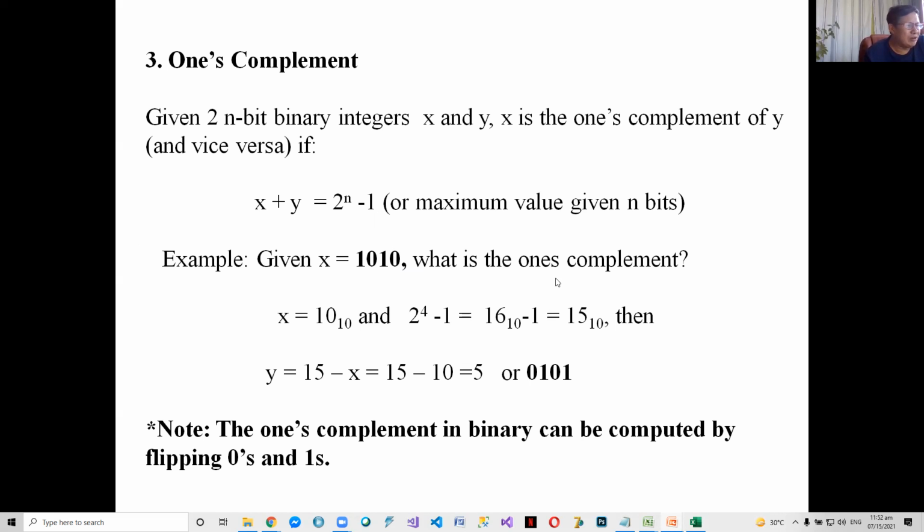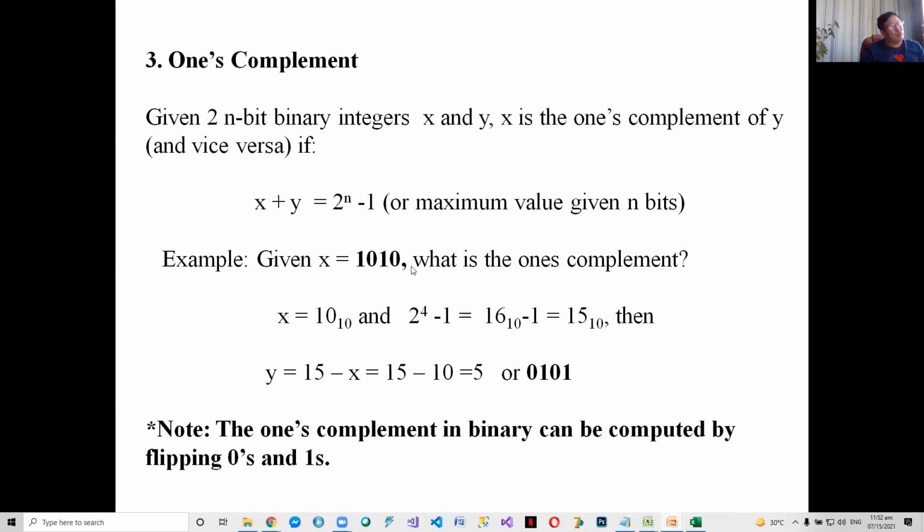For example, 1101, what is the 1's complement? Given 1010. Okay. This is the number 10, right? 0, 1, 2, 4, 8. This is the number 10, right? Okay. What is the 1's complement of the number 10?